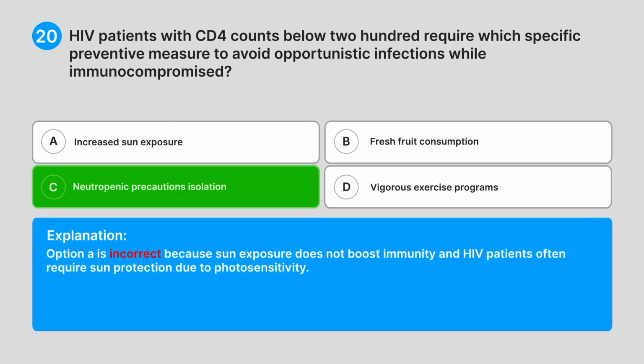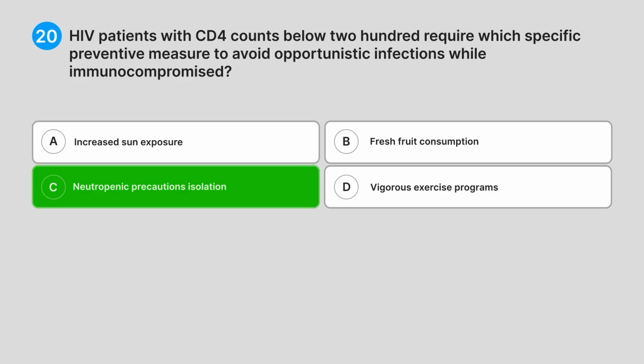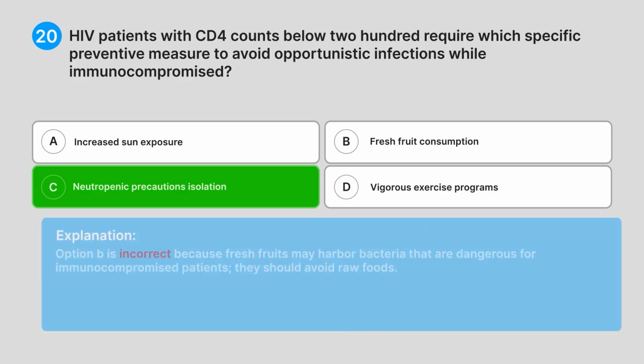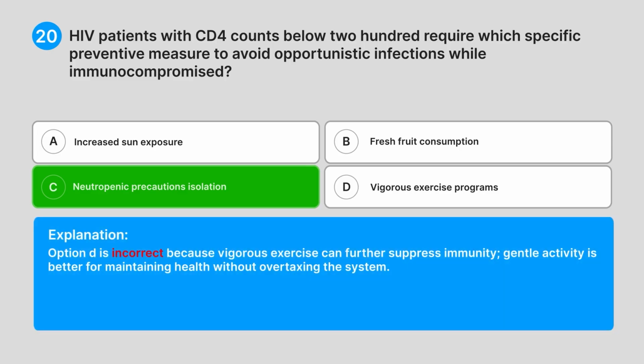Option A is incorrect because sun exposure does not boost immunity, and HIV patients often require sun protection due to photosensitivity. Option B is incorrect because fresh fruits may harbour bacteria that are dangerous for immunocompromised patients. They should avoid raw foods. Option D is incorrect because vigorous exercise can further suppress immunity. Gentle activity is better for maintaining health without overtaxing the system.